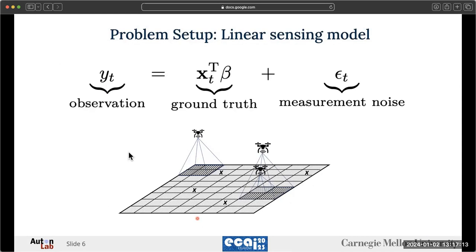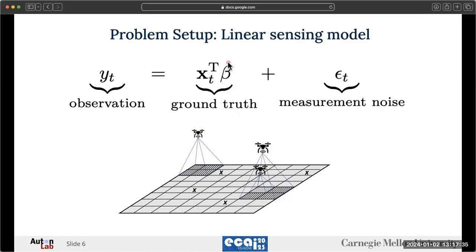Agents follow a linear sensing model, where each agent receives a noisy observation, which is the ground truth with some added measurement noise. Agents can sense a smaller area closer to the ground with higher accuracy, or they can sense a wider area at a greater height while receiving a noisier observation.